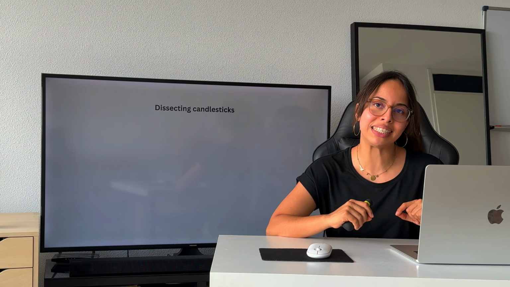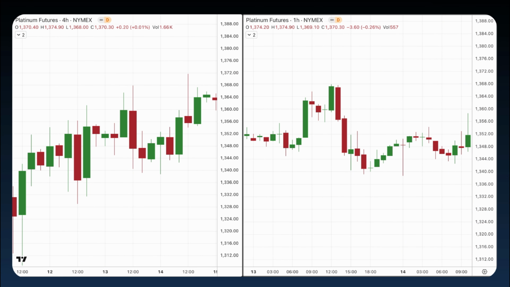I'm now going to teach you how to dissect candlesticks in a very easy way, so you don't have to struggle how I did. It turns out that most people teach time frames like theory, but what I want to do is turn this into a concrete example, which is how we can actually learn best.